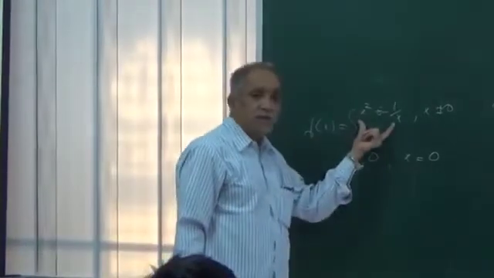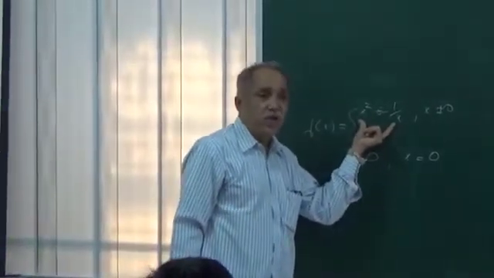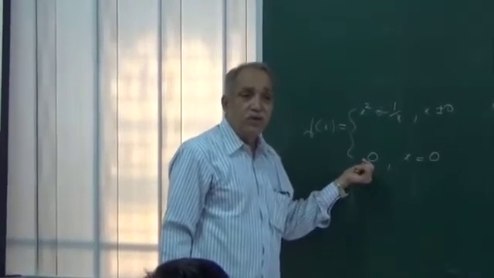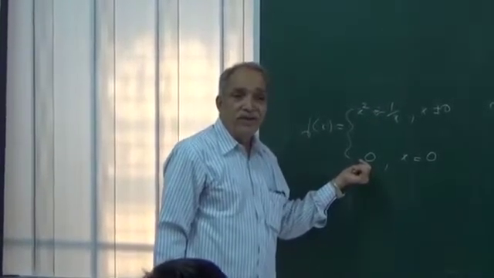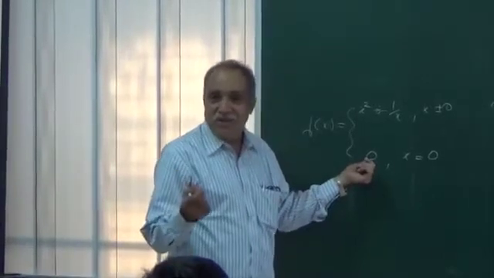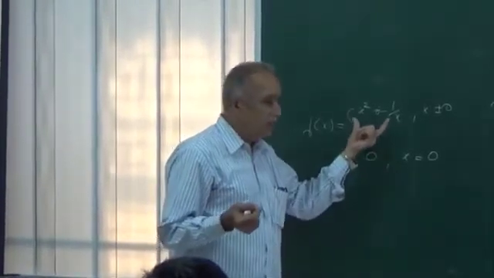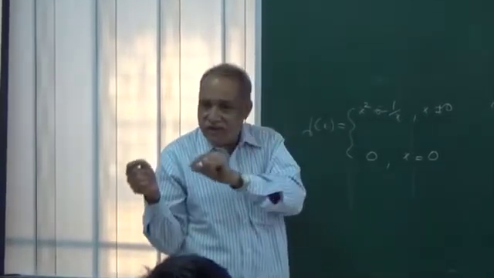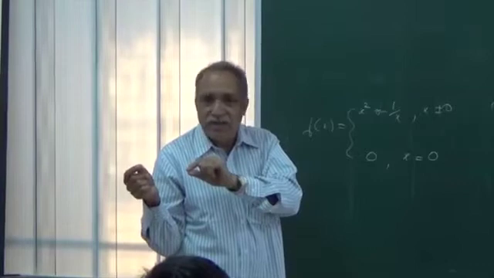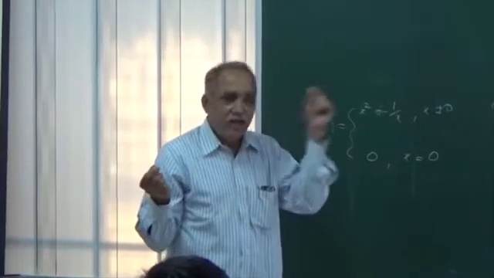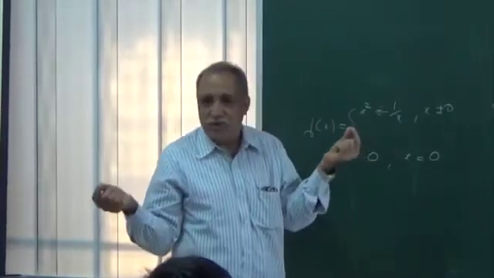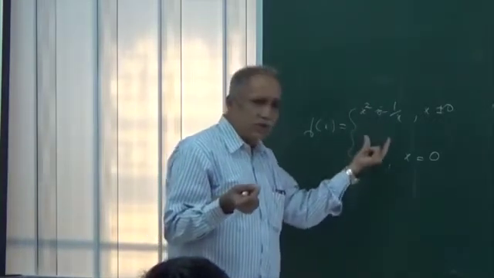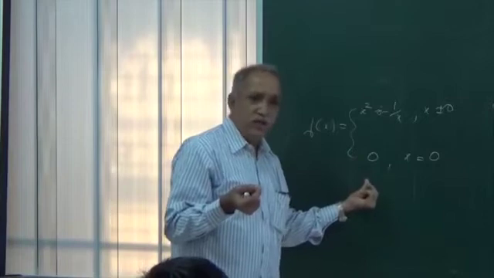Simply find the limit of this as x tends to 0. Won't you get the limit as 0? Yes. How? Sandwich theorem. The modulus of x square sin 1 by x lies between 0 and x square. Mod of x square is the same as x square. The limit of 0 is 0, the limit of x square is 0, so the limit of the middle function must also be equal to 0. Hence continuous.